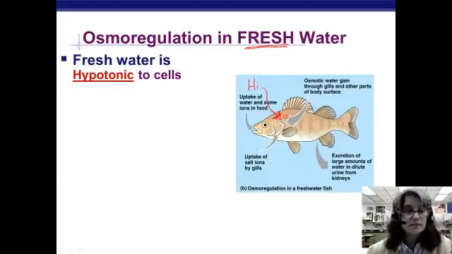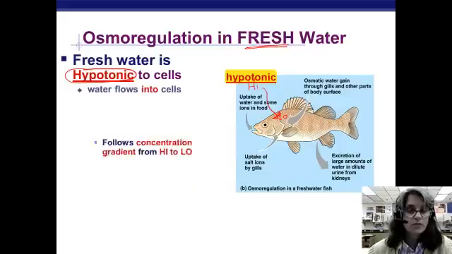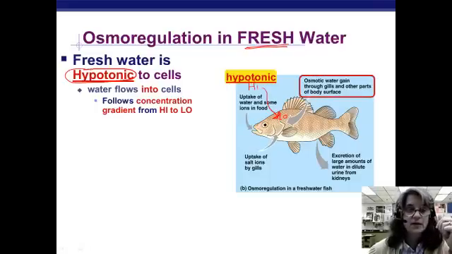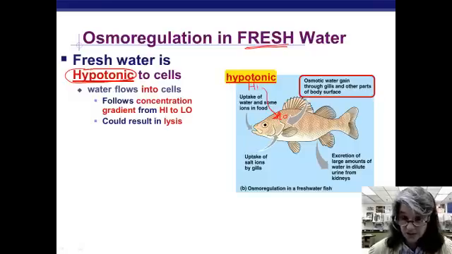Fresh water, please remember this word, is hypotonic to the solution in your cells. It has less solute. Okay? So water will flow into cells following its concentration gradient, flowing from high concentration to low. Okay? And it flows into the body cells through the gills, which are exposed to the water, and other body surfaces that are exposed. Okay? This could be very damaging.